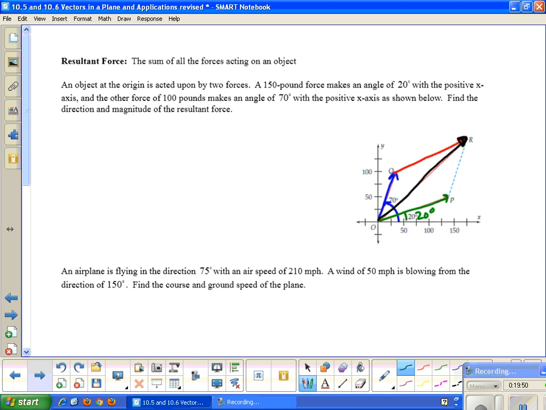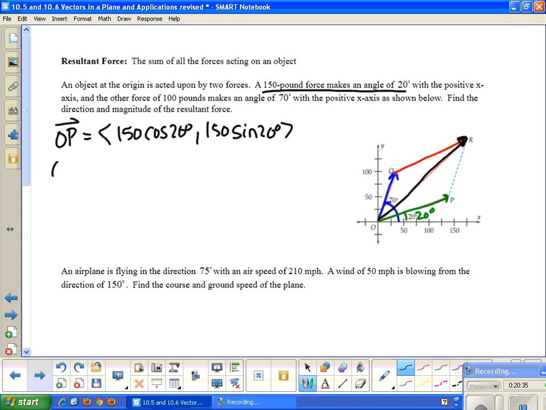So in order to do that, I need to first figure out what the component form is for vectors OQ and OP. So let's do OP first. OP would be equal to, so we have the angle, and we also have the magnitude. The 150-pound force is what it tells us makes a 20-degree angle, so 150 times the cosine of 20 degrees, comma, 150 times the sine of 20 degrees. And if we do the other vector, OQ, that is going to be equal to, what was it, 100 pounds? So 100 times the cosine of 70 degrees, and 100 times the sine of 70 degrees.